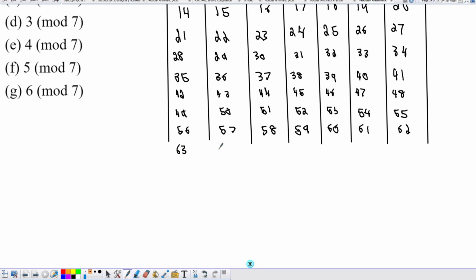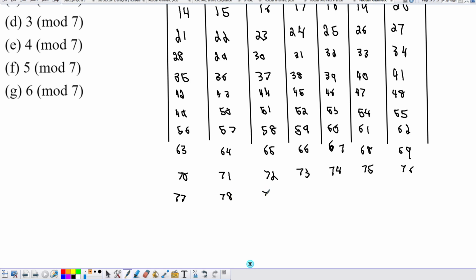60, 61, 62, and we're just going to have to go out further. 62, 63, 64, 65, 66, 67, 68, 69, 70, 71, 72, 73, 74, 75, 76, 77, 78, 79, 80, almost there, 81, 82, 83, 84, 85, 86, 87, 88, 89, 90.